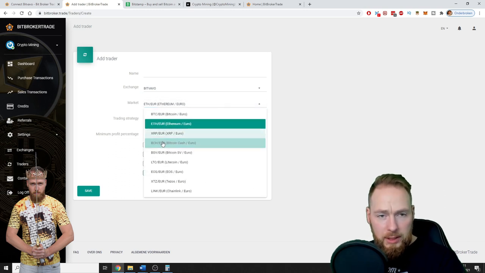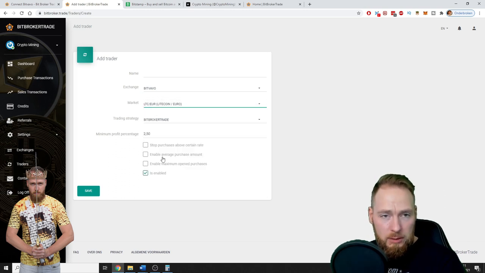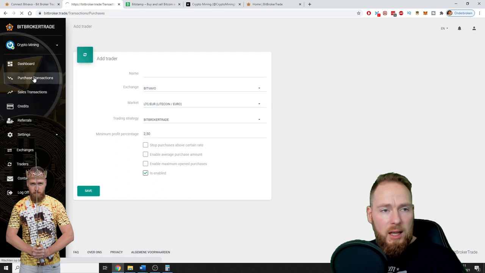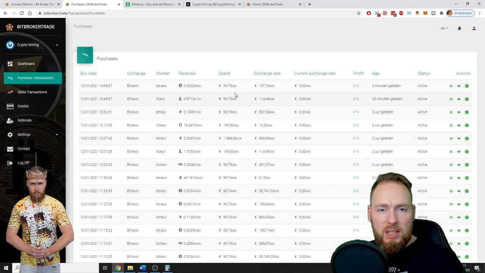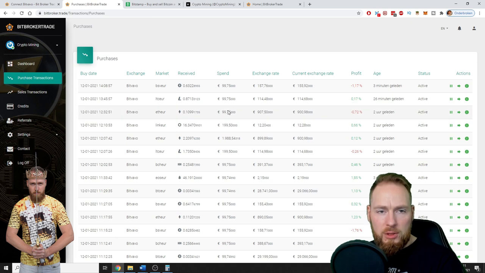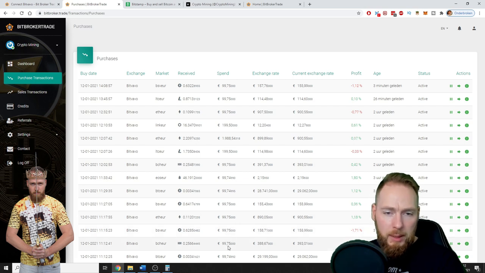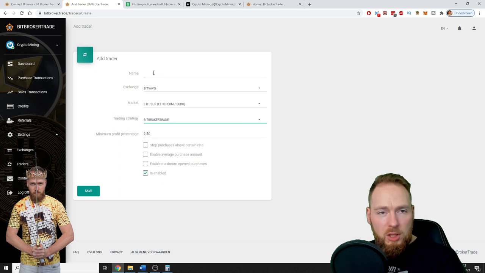But for other trading pairs like Litecoin, I input an average purchase amount of 100 euros. So as you can see in my purchase transactions, you see 100 euros, 100 euros, and then here 200 euros, 100. So when you input 100 euros, it will buy around that price. So that's all. You give the child a name.